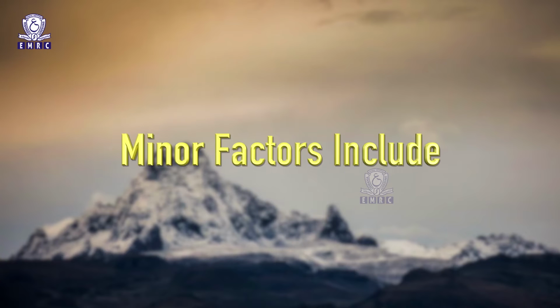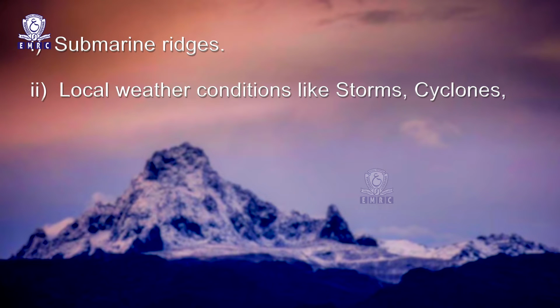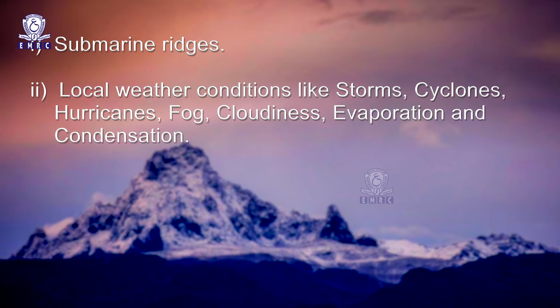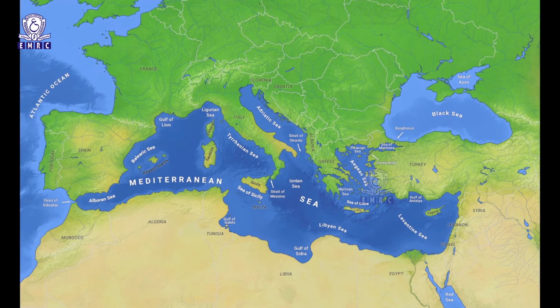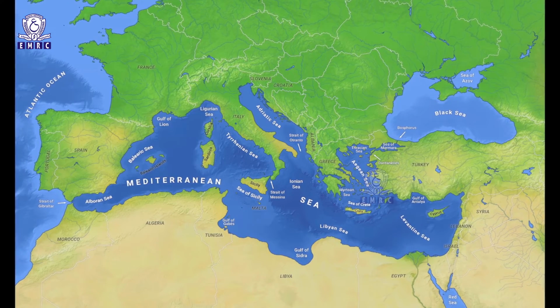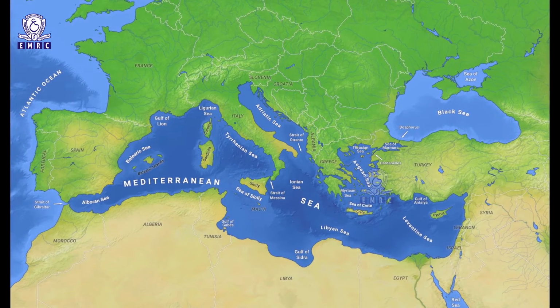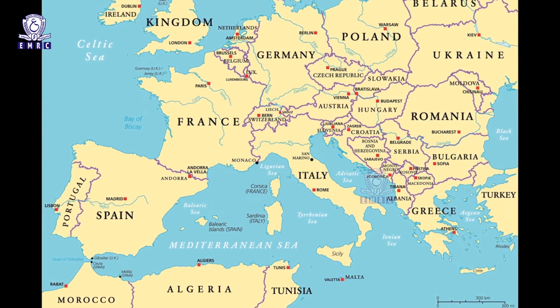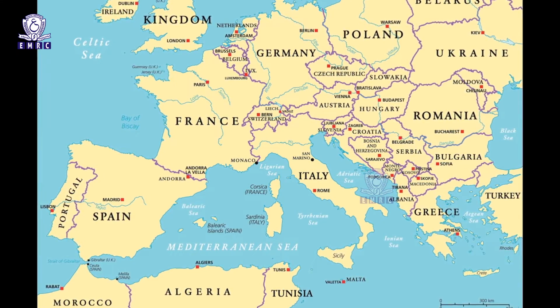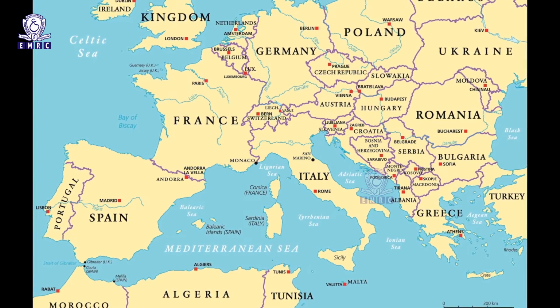Minor factors include the submarine ridges, local weather conditions like storms, cyclones, hurricanes, fog, cloudiness, evaporation, condensation, and the location and shape of the sea. Longitudinally more extensive seas in the low latitudes have higher temperature than the latitudinally more extensive seas, as the Mediterranean Sea records higher temperature than the Gulf of California.